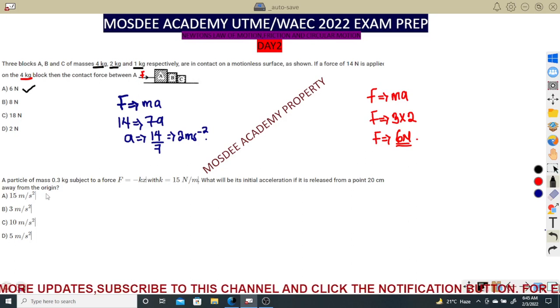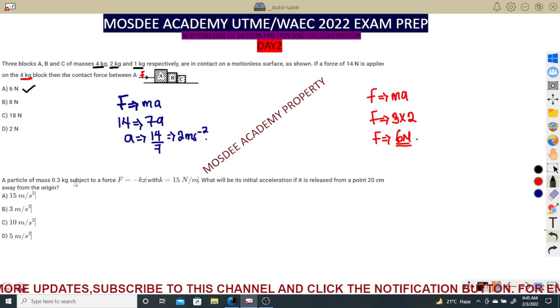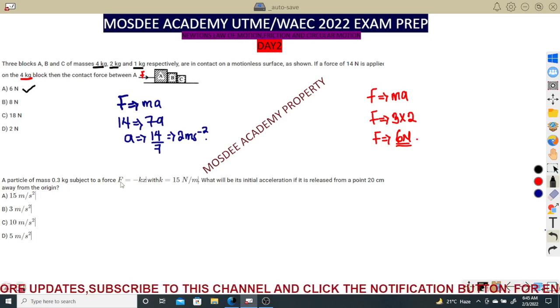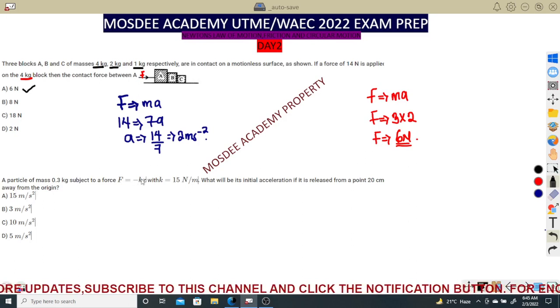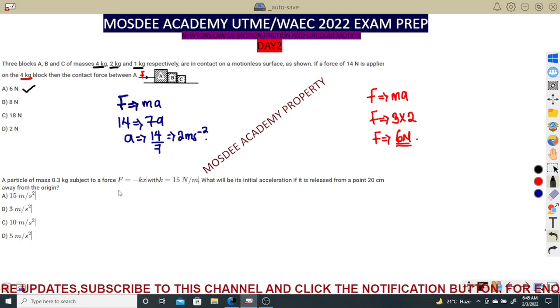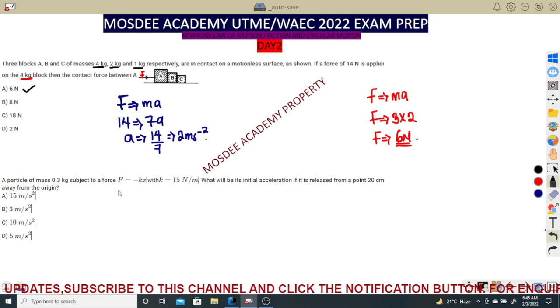The second one: a particle of mass 0.3 kilograms is subject to a force F = -Kx. That is Newton's law of motion. We are talking about spring forces and the spring constant. K, which is the force constant, is 15 Newton per meter. What will be the initial acceleration if the particle is released from 20 centimeters?